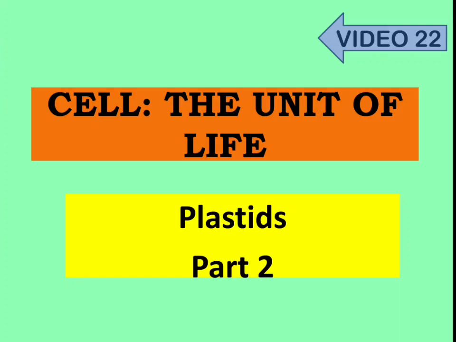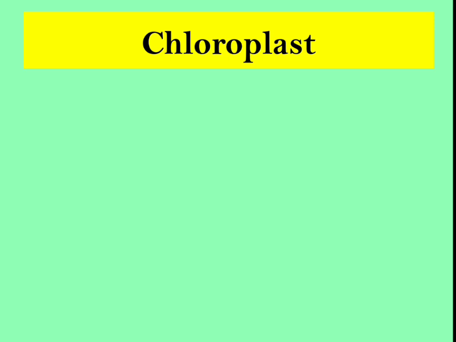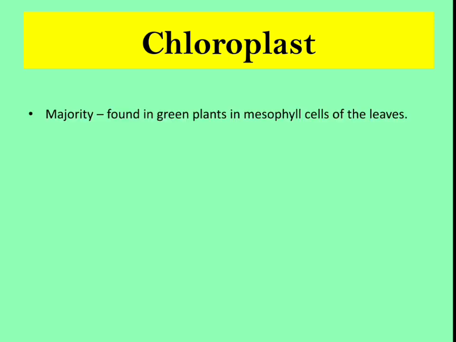Deals about plastids, part 2. This we are going to deal about chloroplasts. They are found in majority in green plants and mesophyll cells of the leaves.